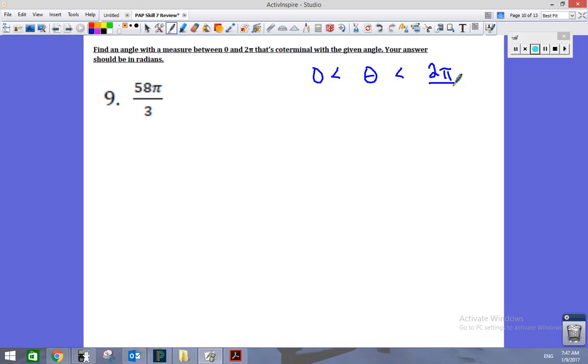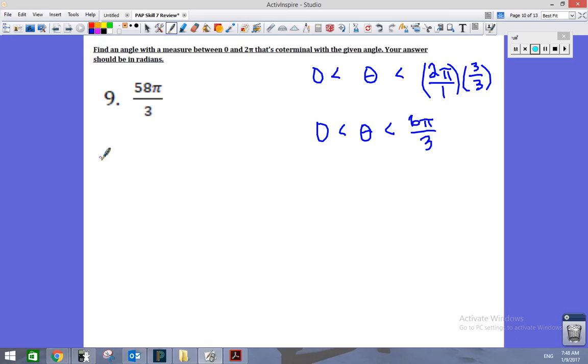But 2 pi is not written conveniently to compare it with this fraction. So I want to rewrite 2 pi as 6 pi over 3, and my final answer will be between 0 and 6 pi over 3. So I don't want to sit here all day and subtract 6 pi over 3 from this. How many times will 6 go into 58? Well, probably 9 times, right?